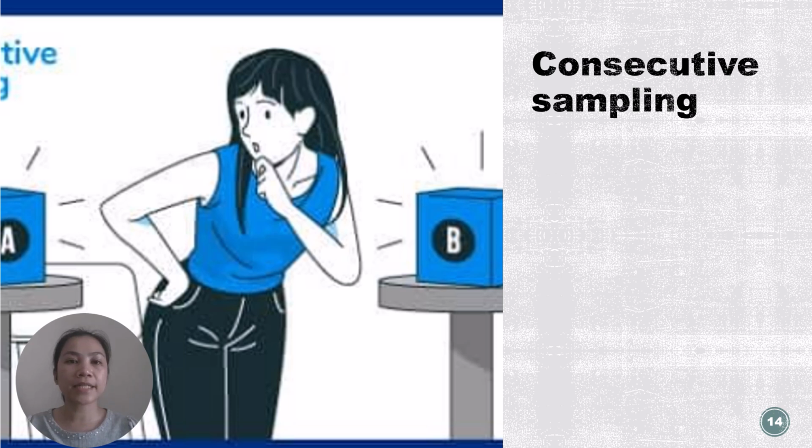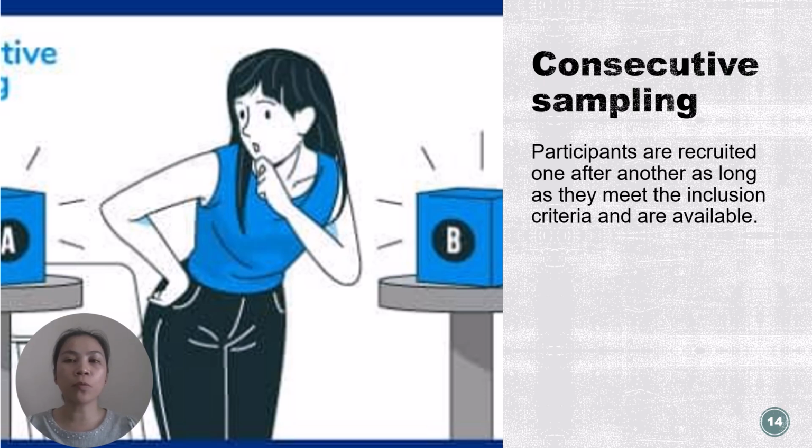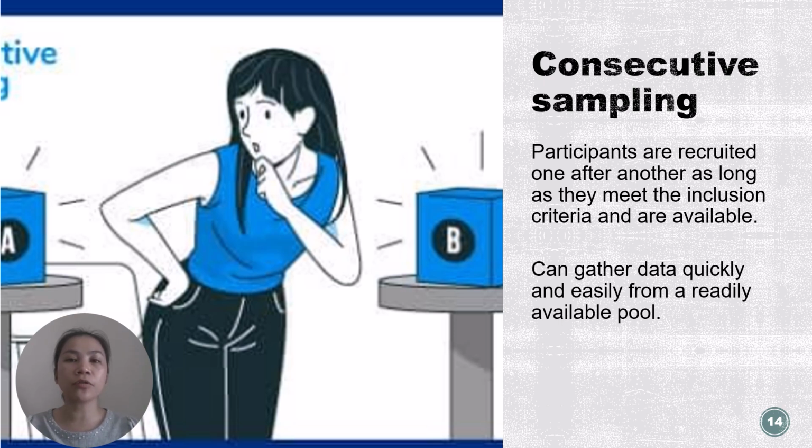Consecutive sampling is like convenience sampling with a slight variation. Participants are recruited one after another as long as they meet the inclusion criteria and are available. Researchers typically continue enrolling participants until they reach their desired sample size. Using this method, data gathering is quick and easy from the available pool.